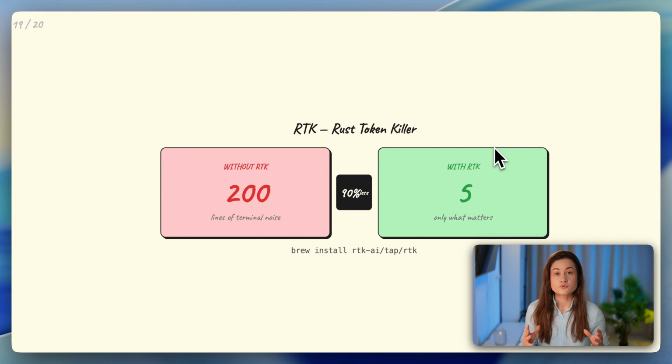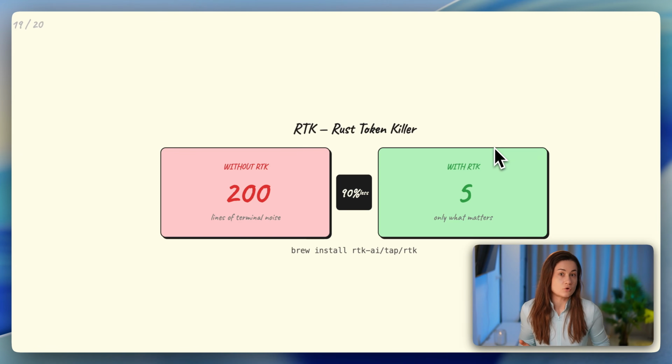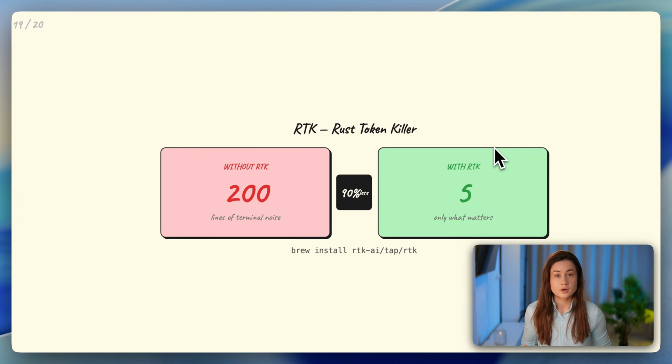RTK stands for Rust Token Killer. It filters terminal output before Claude even reads it. You run npm install, 200 lines of noise, you just drop them. With RTK, Claude sees only 5. Install it once and add it as a hook and it's always there.